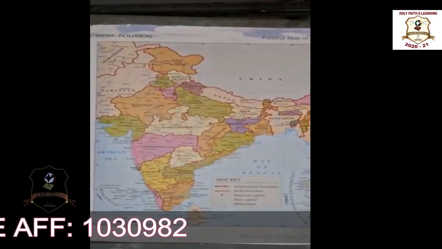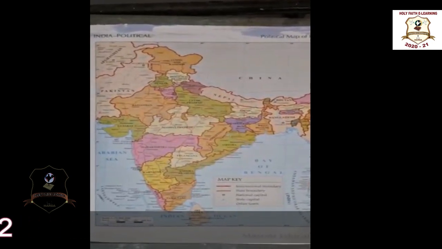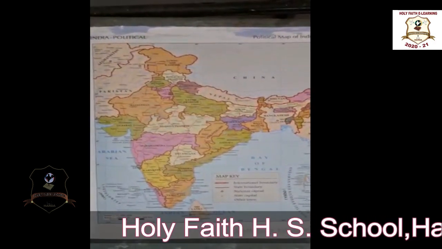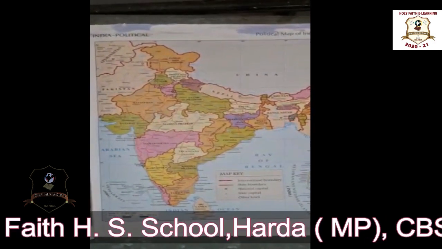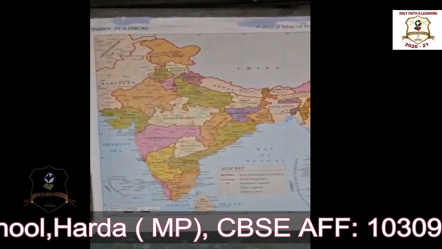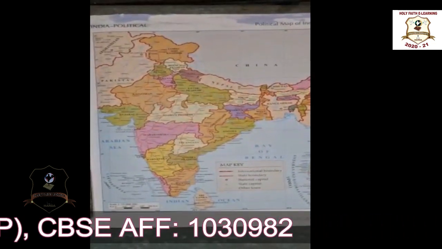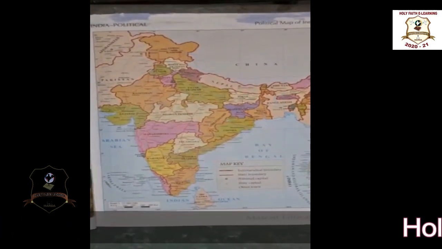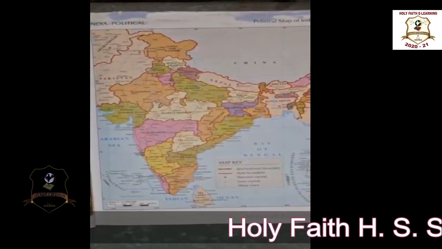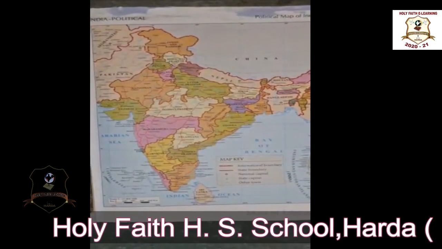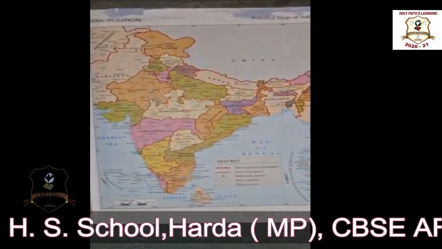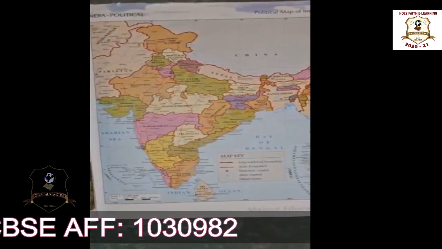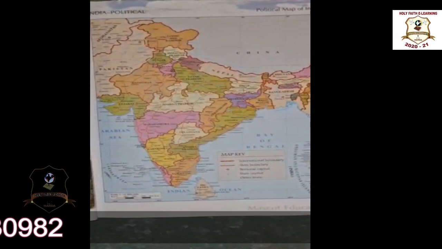Today, we will discuss the Indian political map. India is located in the southern part of Asia, and it is the second largest country in Southeast Asia. It is in the northern and eastern hemispheres of the world. India is the seventh largest country in the world by area and second largest in population.